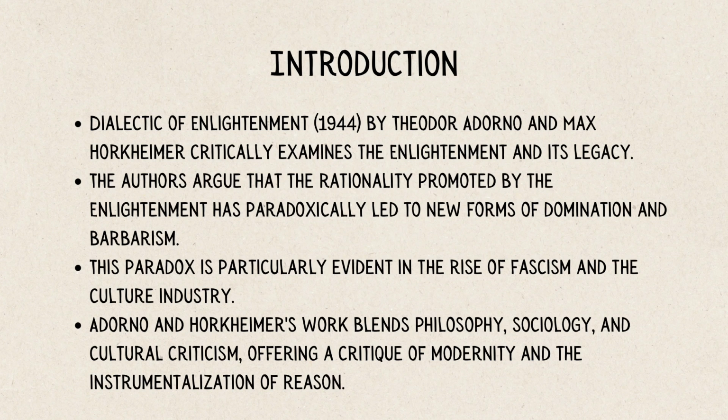Dialectic of Enlightenment, published in 1944, is a seminal work by German philosophers Theodor Adorno and Max Horkheimer, who were key figures in the Frankfurt School of Critical Theory. The book is a critical examination of the Enlightenment and its legacy, arguing that the rationality promoted by the Enlightenment has paradoxically led to new forms of domination and barbarism, particularly evident in the rise of fascism and the culture industry. Adorno and Horkheimer's work combines insights from philosophy, sociology, and cultural criticism, offering a profound critique of modernity and the instrumentalization of reason.